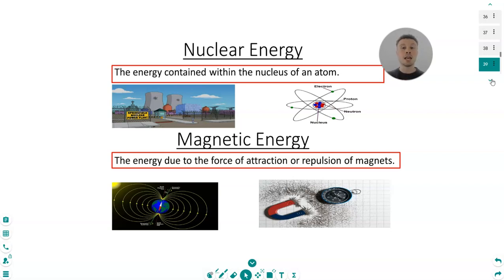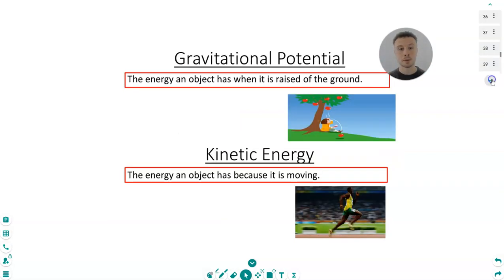This is the energy contained within the nucleus of an atom. We know when we split an atom, there's a great release of energy. This is what powers our nuclear power stations. We have magnetic energy, and this is the energy due to the force of attraction or repulsion of a magnet. If you've ever tried to put two north ends of a magnet together, you feel a repulsion. That's that magnetic energy working.